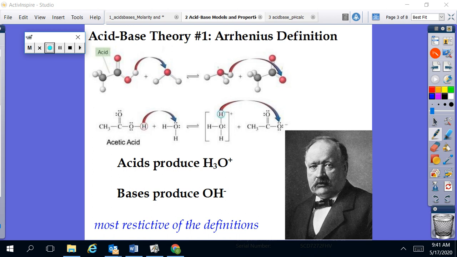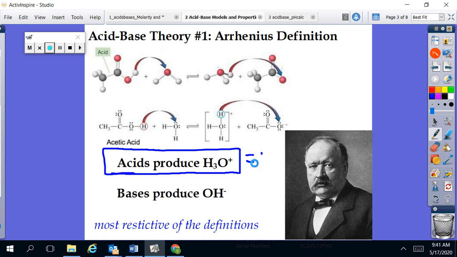Arrhenius is this handsome man down there, and he basically came up with this definition of what an acid is and what a base is. Okay, and he's saying that an acid, when put in water, produces H3O plus or H plus. Okay, and I'll show you what that means. A base will produce OH.